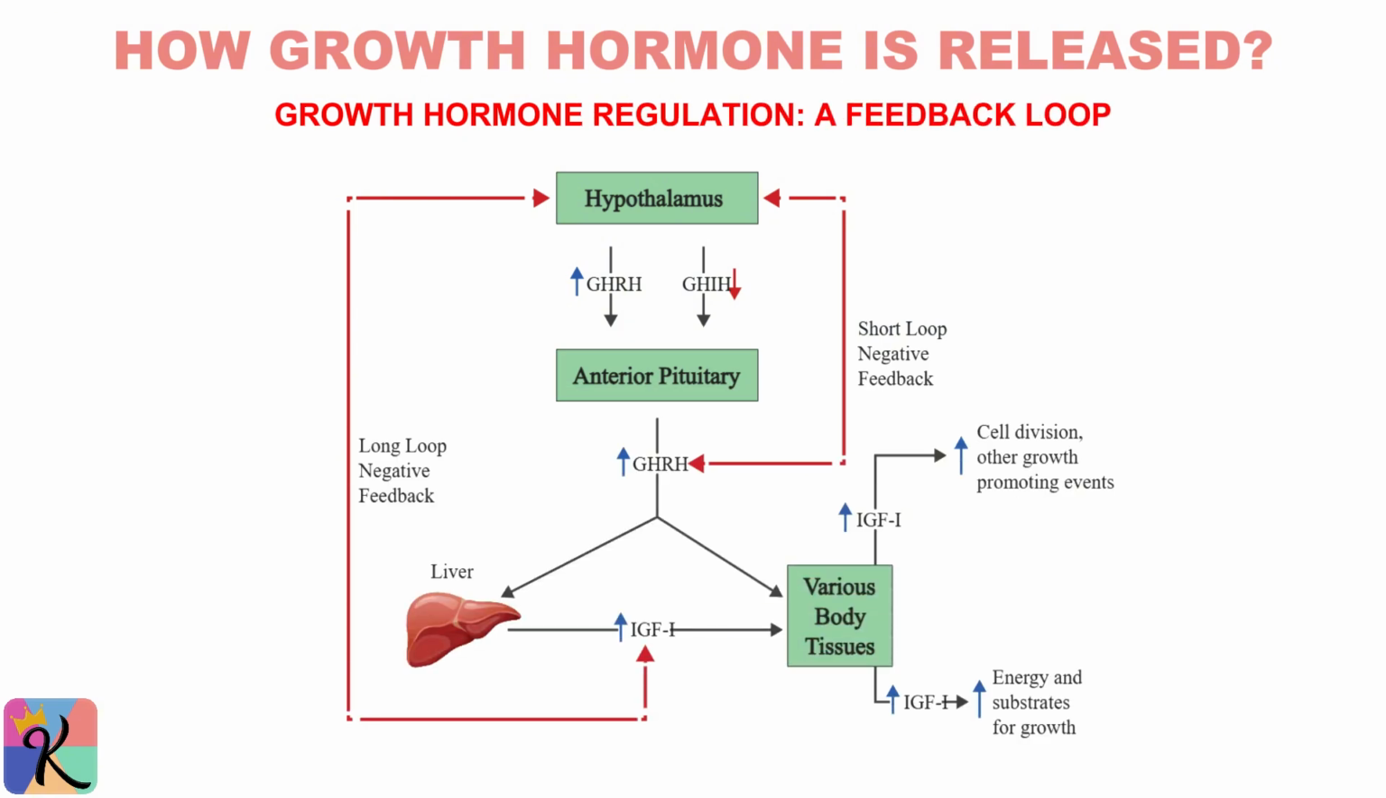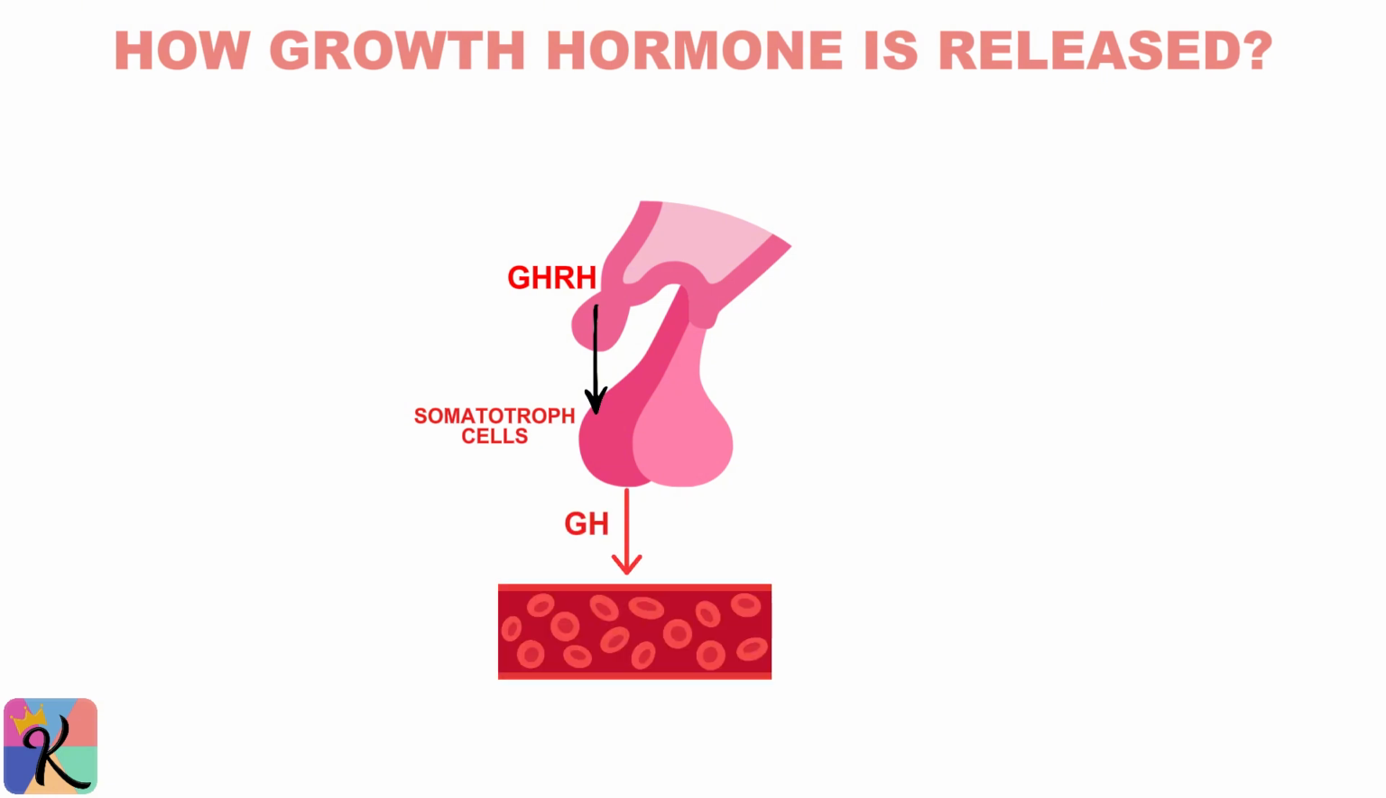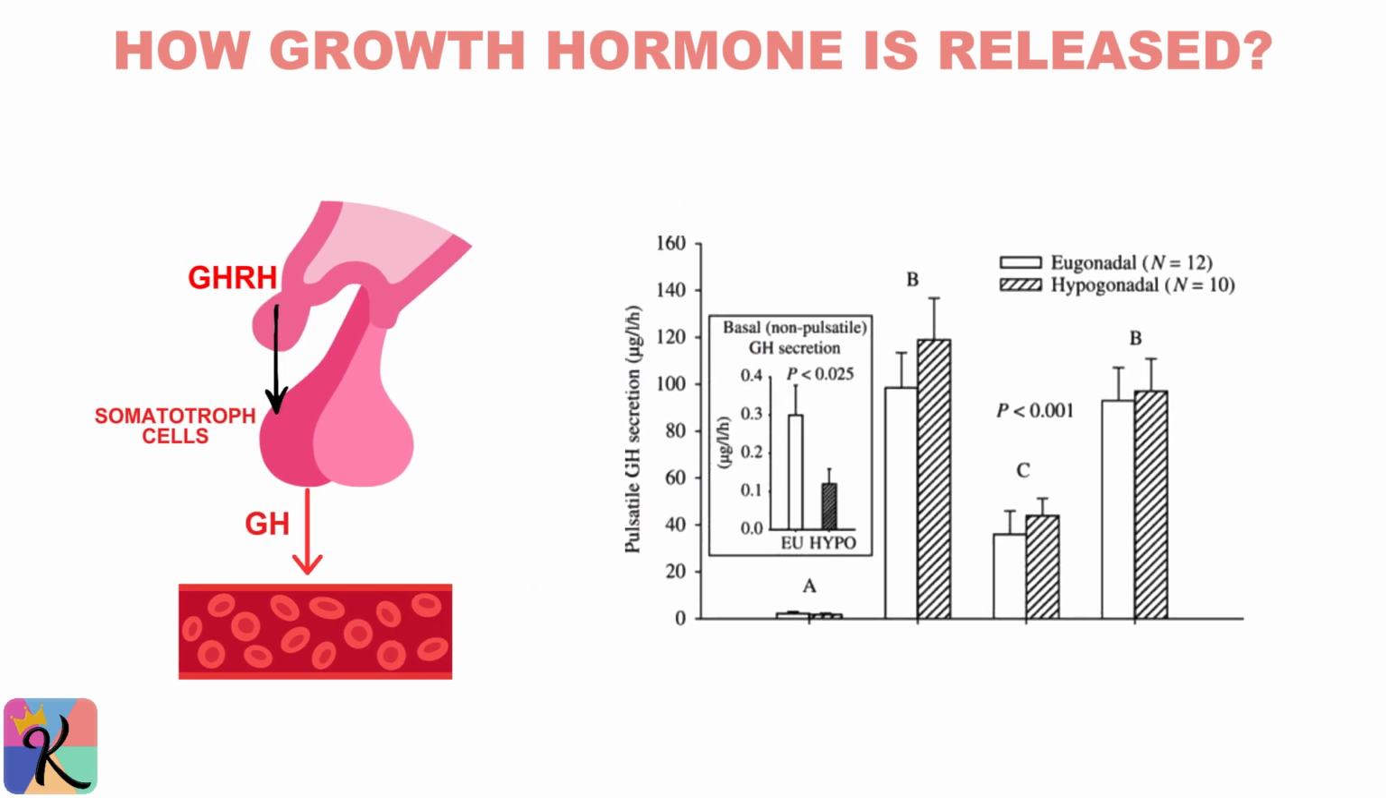It begins in the hypothalamus, which releases growth hormone releasing hormone, GHRH, into the hypophyseal portal system, a network of capillaries connecting the hypothalamus to the anterior pituitary gland. In the anterior pituitary, GHRH binds to receptors on somatotroph cells, stimulating the release of growth hormone into the bloodstream. Growth hormone secretion follows a pulsatile pattern, with levels peaking about an hour after sleep begins and responding to stimuli like exercise, puberty, and low blood sugar.